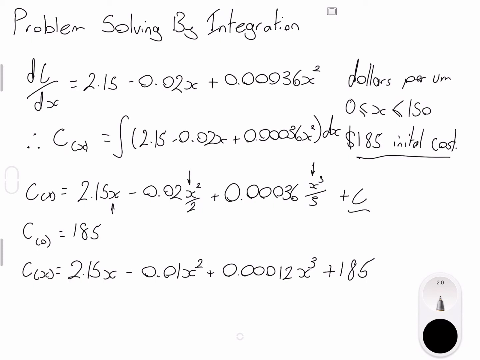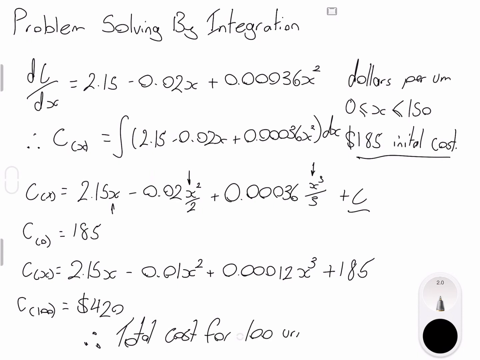Now, the question initially asks us to find the total cost of producing 100 urns per day. Well, all we have to do now is substitute the value of 100 into our function here, and what we get is $420. So therefore we say that the total cost for 100 urns is $420. And that's it. That's really just looking back and seeing what information we've got and how we can use it.